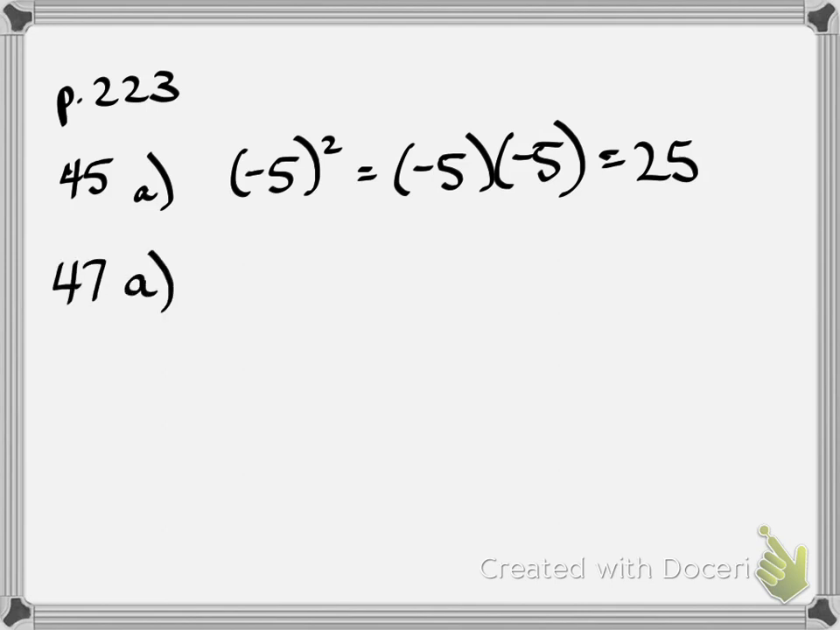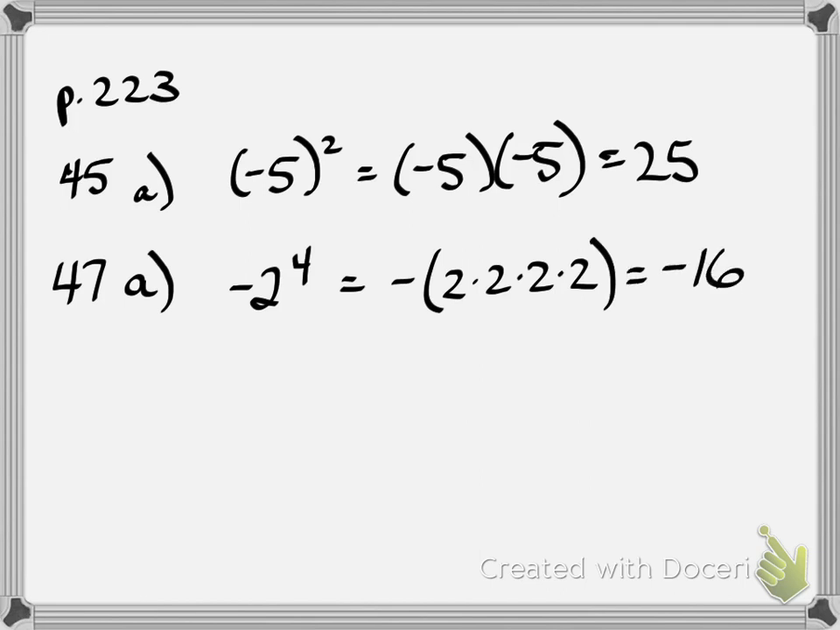47a was -2 to the 4th. That means a negative of 2 times 2 times 2 times 2, the opposite of 2 times 2 times 2 times 2. So it's -16. So I just wanted to make sure I hit those.